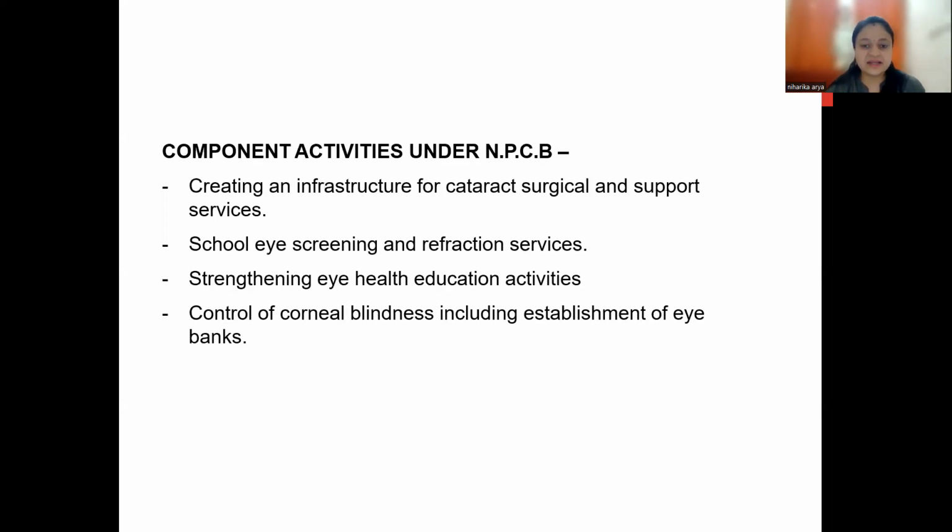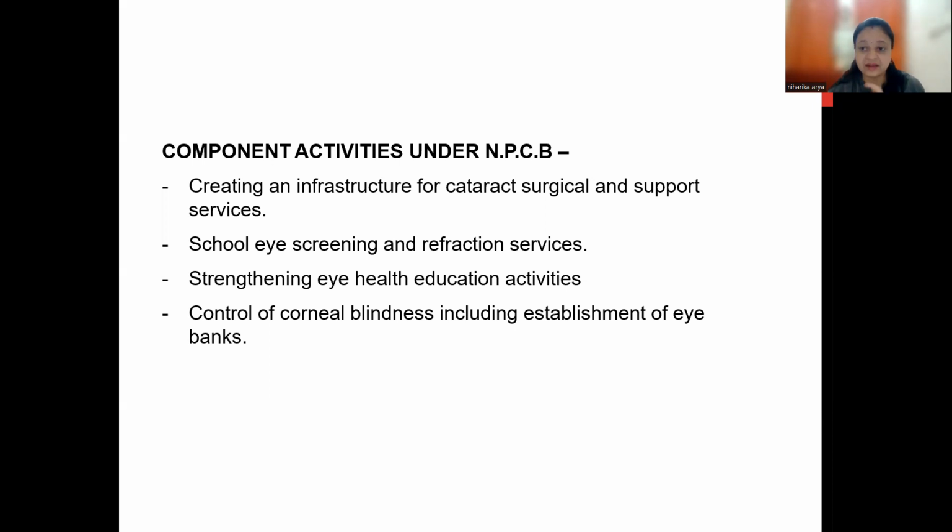So what are the components and activities under NPCB? First, creating an infrastructure for cataract surgical and support services. Second, school eye screening and the refraction services. Third, strengthening eye health education activities. Fourth is the control of corneal blindness, including the establishment of the eye banks. So these are the components which come under the NPCB program.